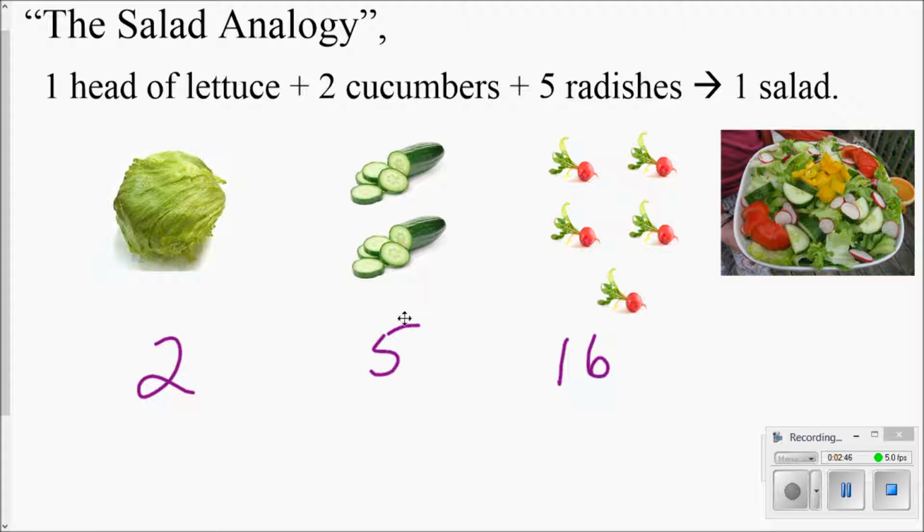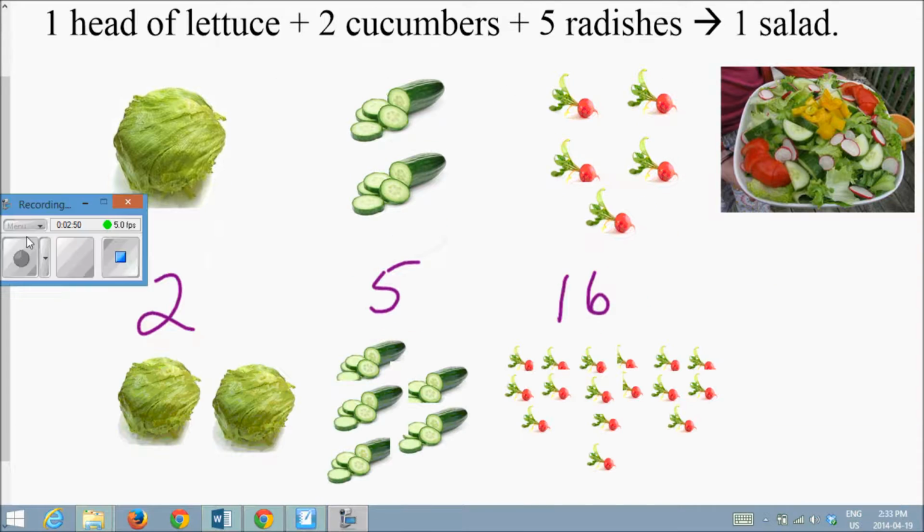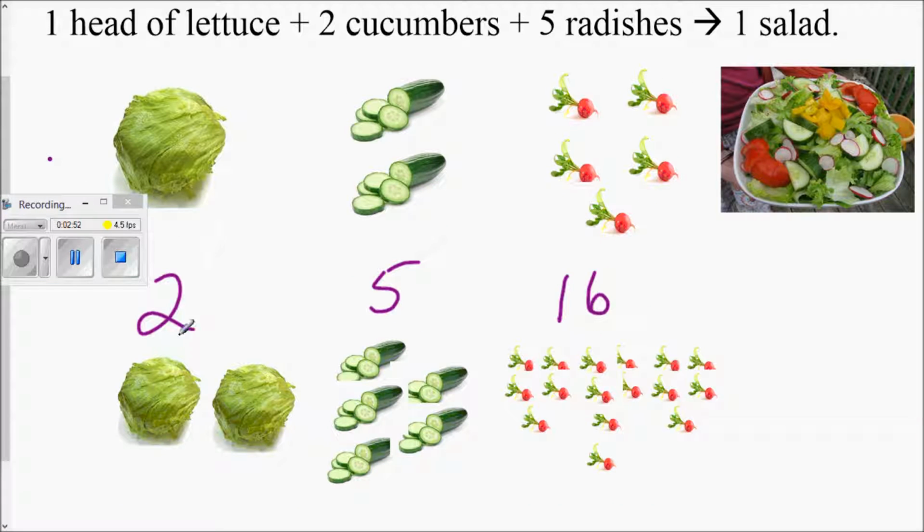So let's start off by getting all our ingredients and showing you what they look like. Okay, so here I have all my ingredients: 2 lettuce heads, 5 cucumbers, and 16 radish. Now, what's the maximum amount of salads I can make using this recipe? Remember, we can't have partial salads because grandma is very fussy. She wants the complete recipe, so you can't have partial salads.